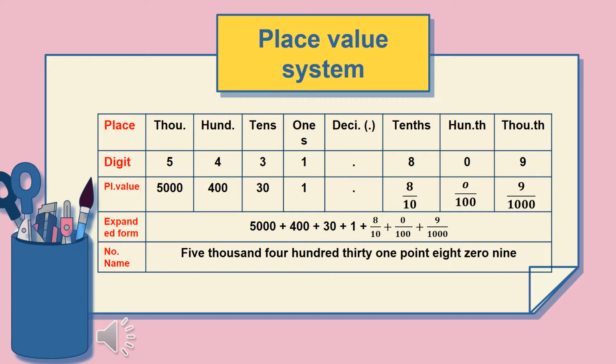0.009. The expanded form can be written as 5000 plus 400 plus 30 plus 1 plus 8 upon 10 plus 9 upon 1000, and it can be written in words as 5431.809.